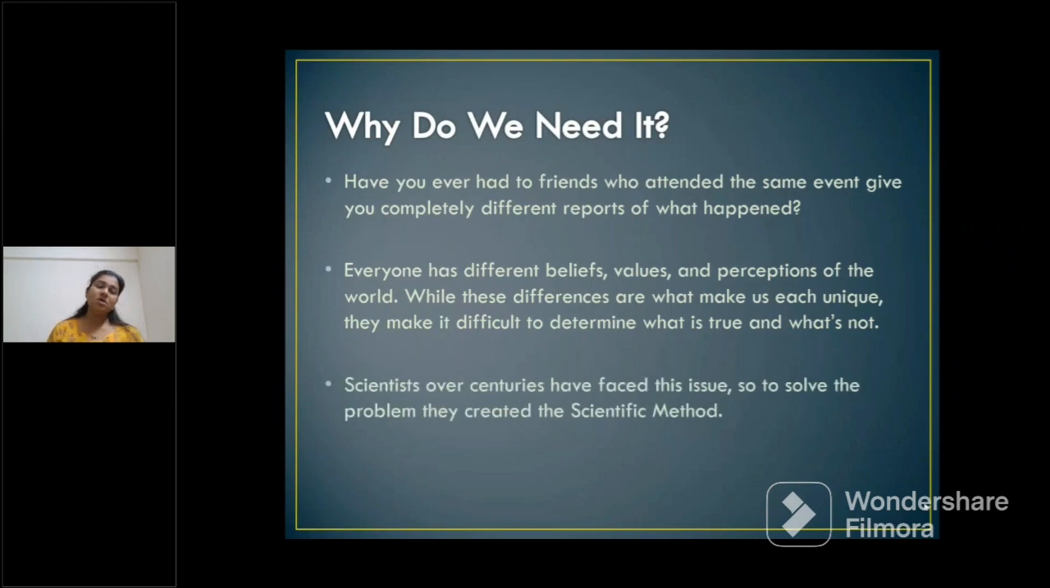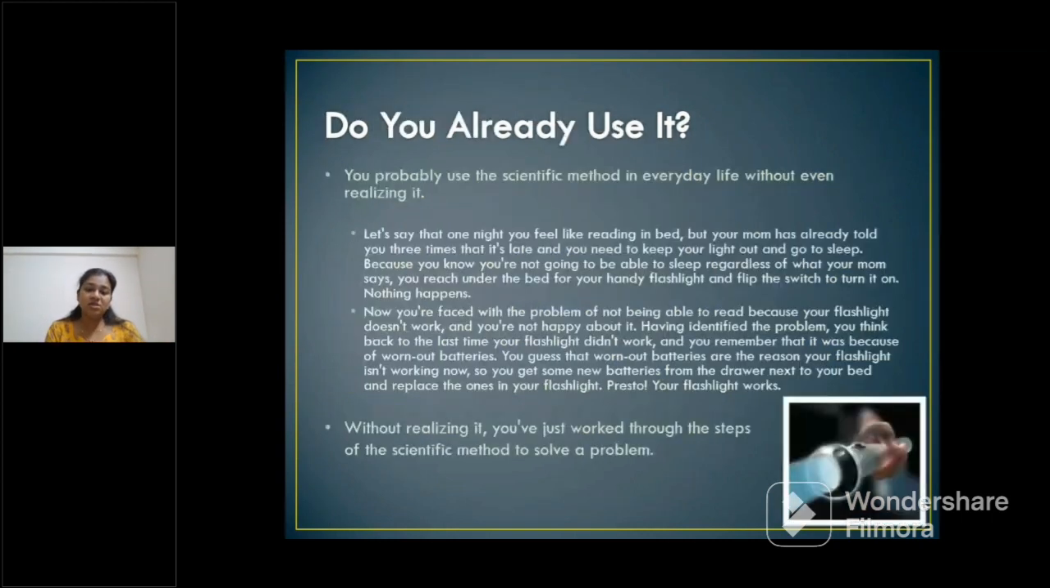Scientists over the centuries, over the decades of extensive research in different ways, have faced this problem. They have come to a conclusion, and that is the reason they have created a systematic methodology to conduct research, and this is something which we term as the scientific method. Now, this is just an example that is given here. I'll just explain it. Those who want, feel free to read it.